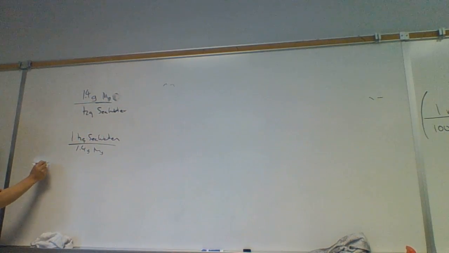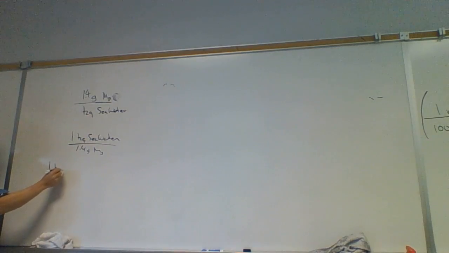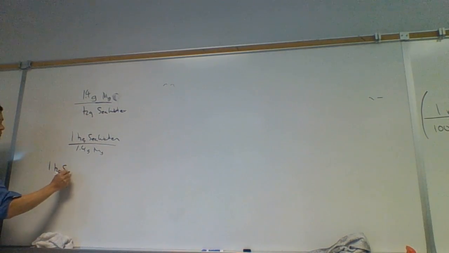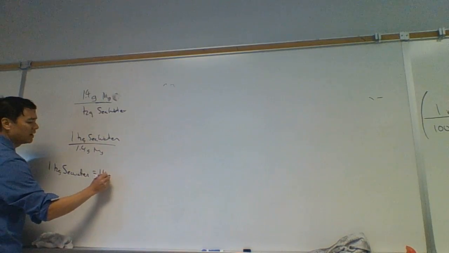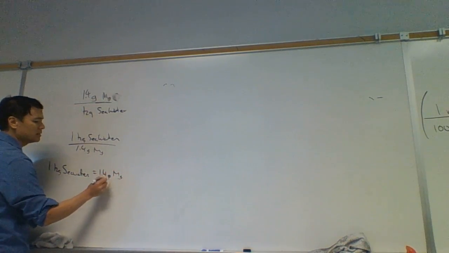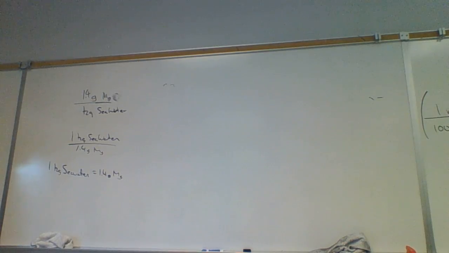Now, this we could write out as an equivalence. 1 kilogram of seawater is equivalent to 1.4 grams of magnesium. Now, is this an exact relationship or inexact here? Inexact. This is approximate.